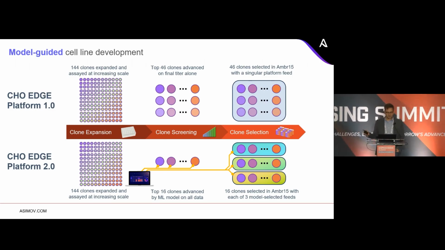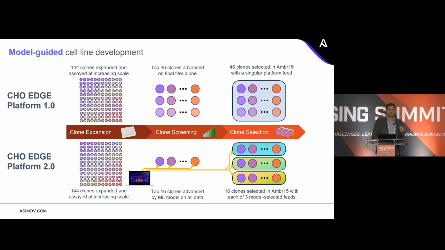And we will advance those to our clone selection process, which is an AMBER 15 fed batch process. And we'll advance those 46 clones with just one platform feed. So that's what we'll be using on the AMBER 15, just 46 clones by one feed strategy. So using the CHO simulator with an appropriately defined objective function, we were able to first reduce the number of clones that we advanced through an ancillary model, a machine learning model that just used that small scale data in a little bit more intelligent way to screen for the top 16 as opposed to the top 46 clones.